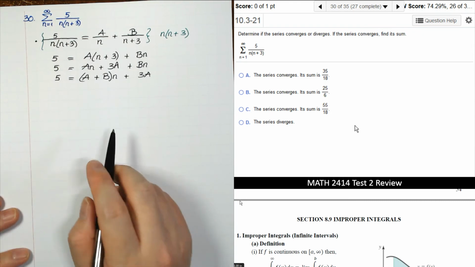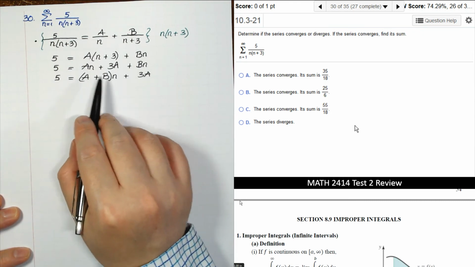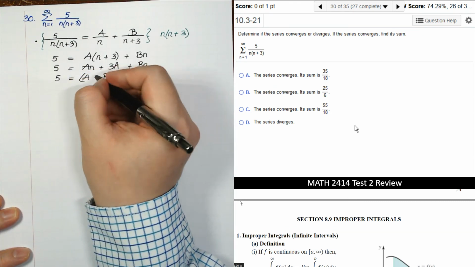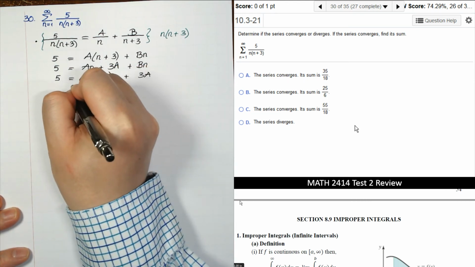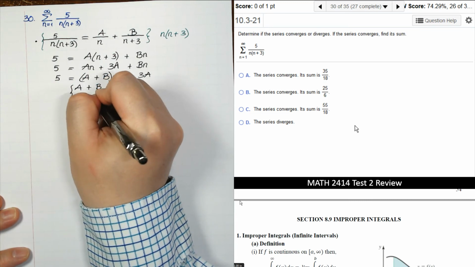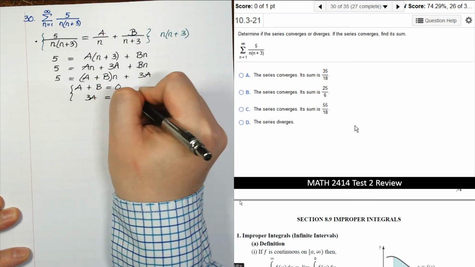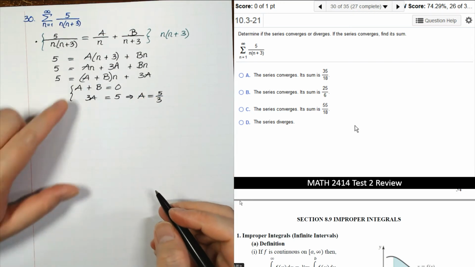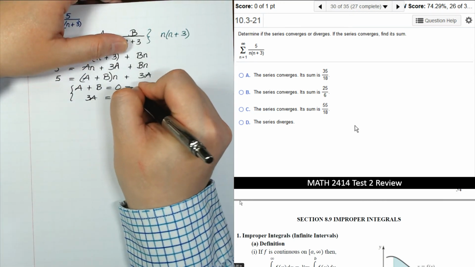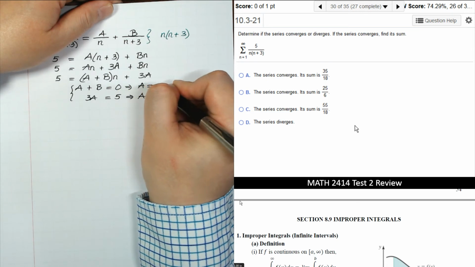It's not anything nice and even, but 5 is equal to 3a and a plus b is equal to 0. And a plus b equal to 0, and obviously a is the opposite of b.